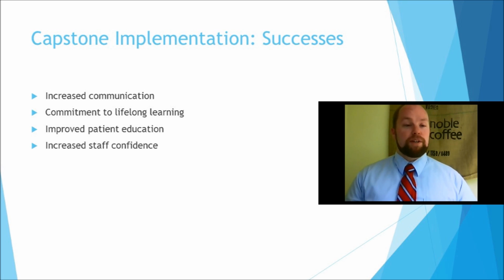Patient education, as I discussed before, was important to make sure that our patients understood what to expect during their treatment, what type of side effects they could potentially experience, how to manage those side effects at home, and when those side effects need to be reported to the provider, and in what kind of time frame they need to be reported. The last thing that we were hoping to accomplish with this project was to increase staff confidence.